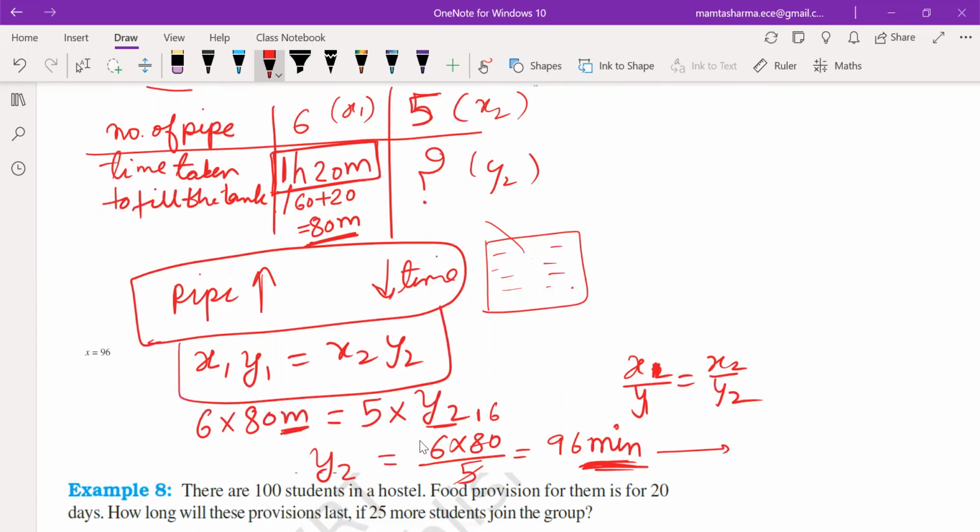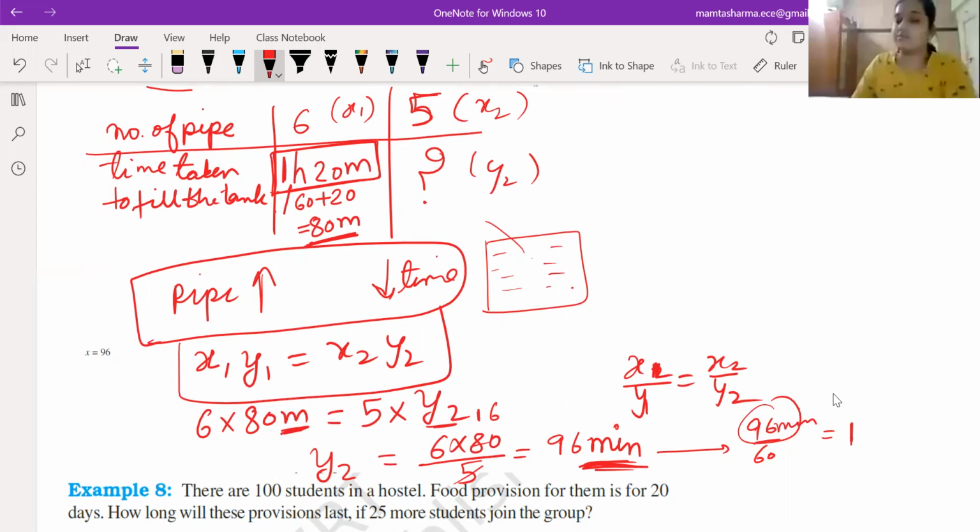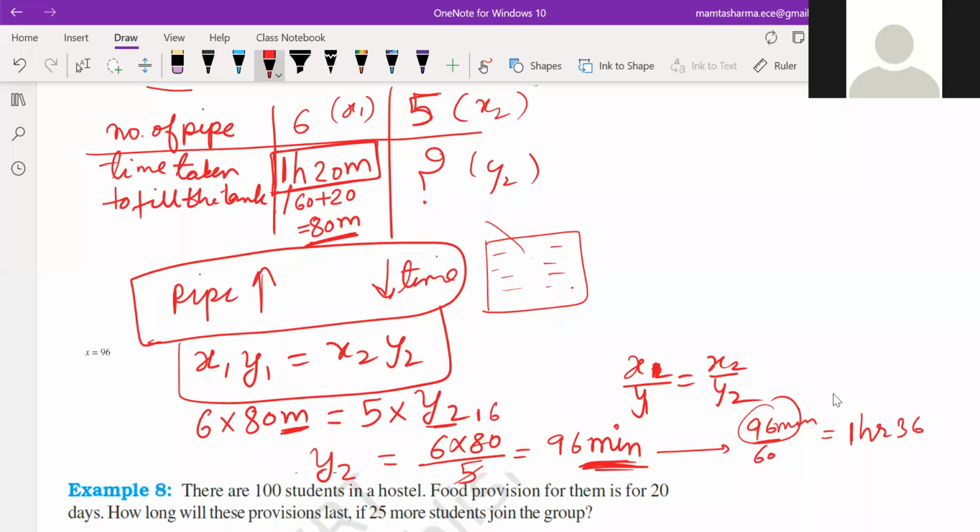In 96 minutes, how many hours will there be? When you divide 96 by 60, you get hours and minutes. So it is 1 hour 36 minutes. In 96 minutes, there will be one full hour of 60 minutes, and the left over minutes will be 36 minutes. 1 hour 36 minutes.